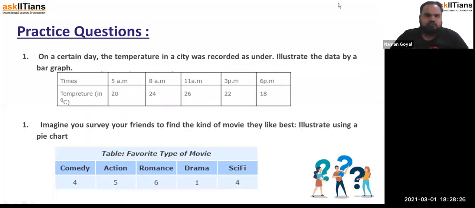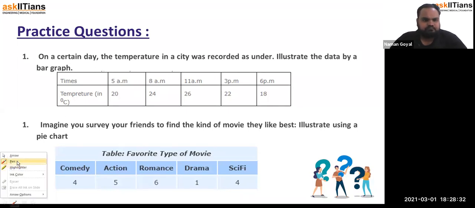So on a certain day, what is the question? The temperature in a city was recorded as under. Illustrate the data given by a bar graph. So the times are given and the temperatures according to them are given.